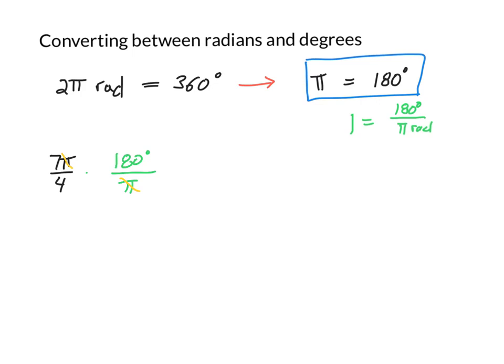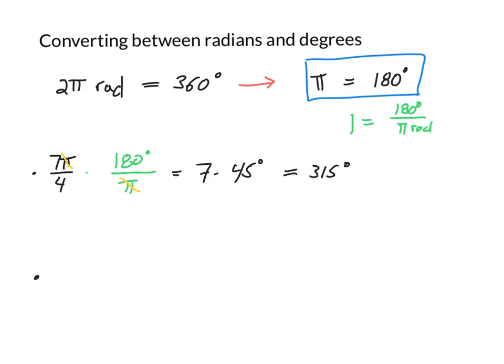And it seems like 180 has more than one 2 in it. So if I did 180 divided by 4, what I'm going to get is 45. So this is going to end up being the same as 7 times 45 degrees. And if I think about that, so 7 times 40 is 280, plus 35 is 315 degrees. Okay, so in order to convert from radians to degrees, we multiply by 180 over pi.